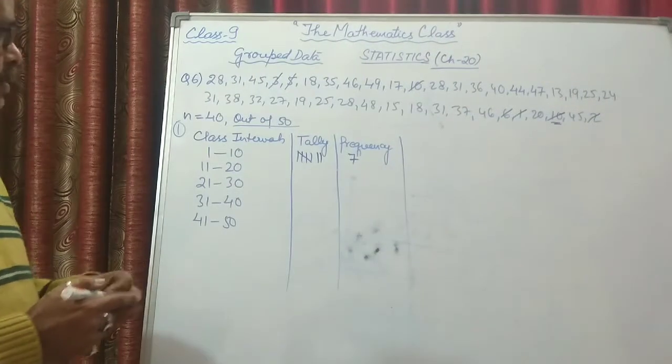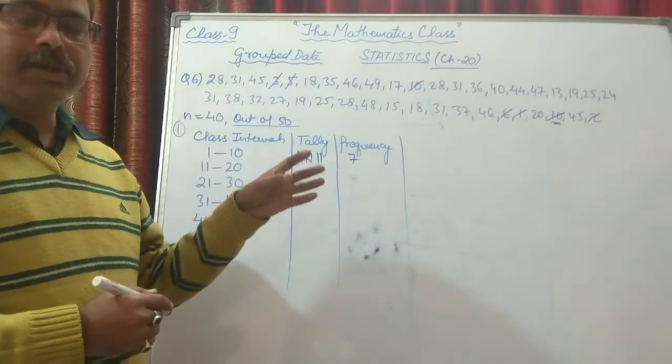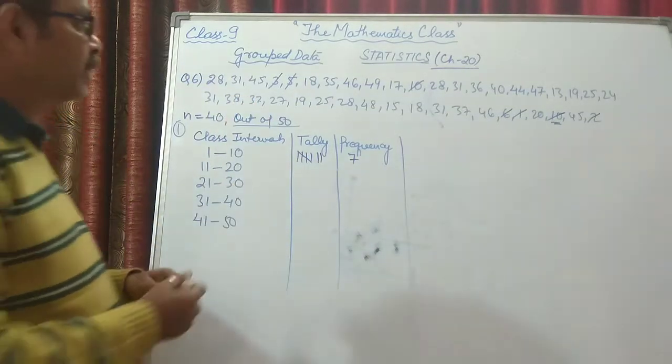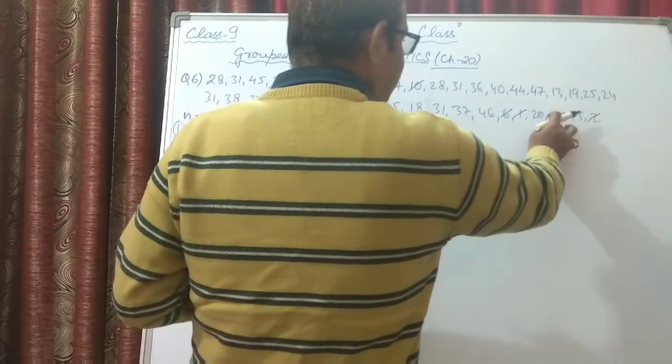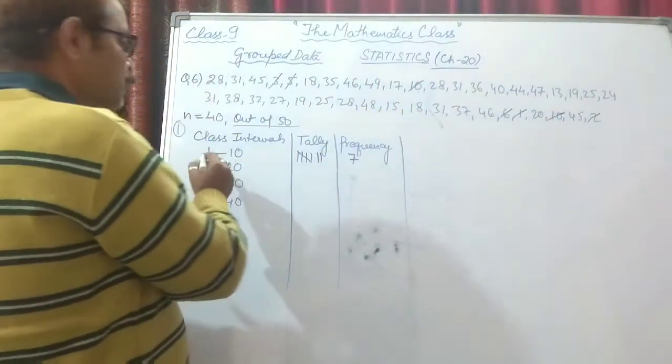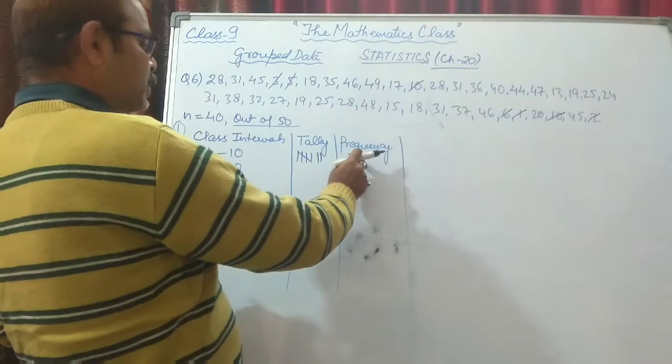Since this table is a non-continuous one, we will be taking these 10. So the total number of observations is 7.